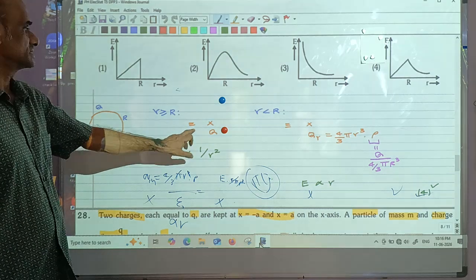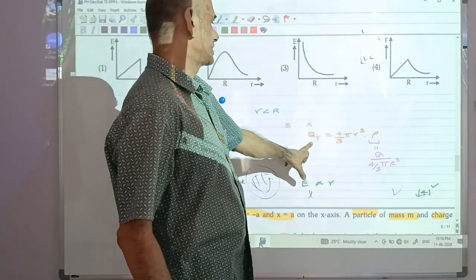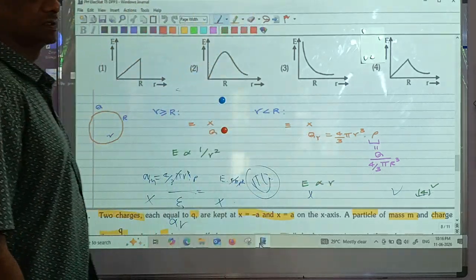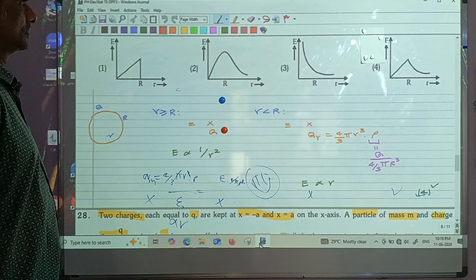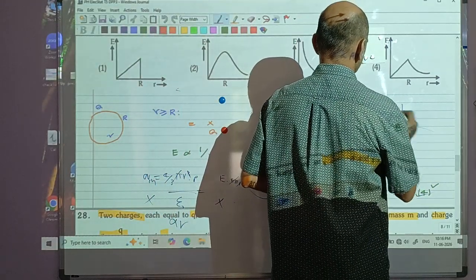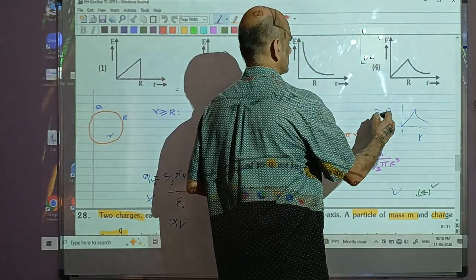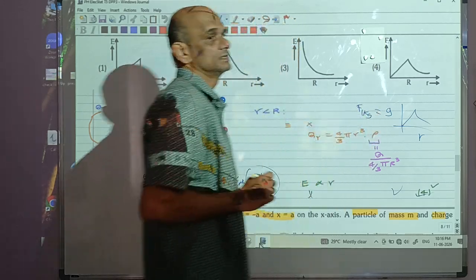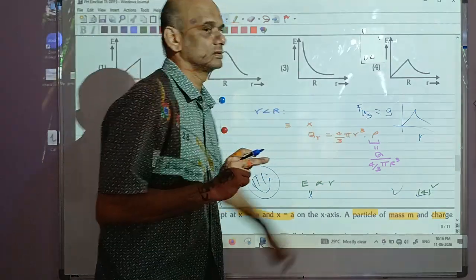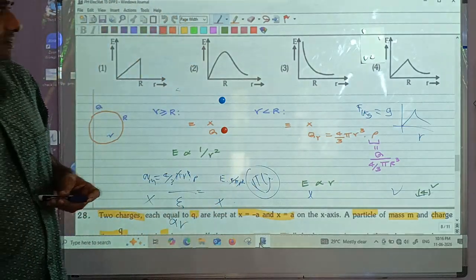For outside, the whole thing is a point charge in the center, so it's 1 by r square. For less than r, I will just take the charge inside, which is within the r. Since it's uniform, it's just the volume within the uniform charge. So this is exactly the same as the gravitation chapter, like g versus r. The force on 1 kg is G into m1 by r square, so g is the same as the electric field here. Earth, the gravitational example.